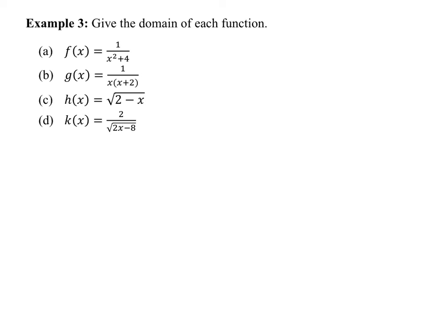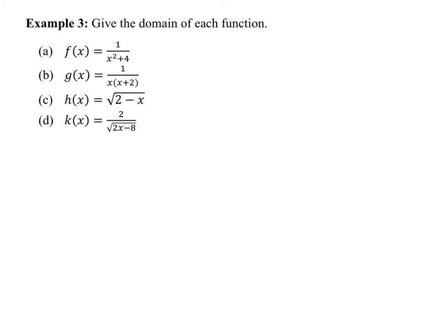So we've got 4 functions. Here's where you have to actually think outside the box. We're going to have to think about some restrictions. It's not obvious what those restrictions actually are. It's a little bit difficult to see by looking at this just directly. Give the domain of each function. How about the first one, part A?